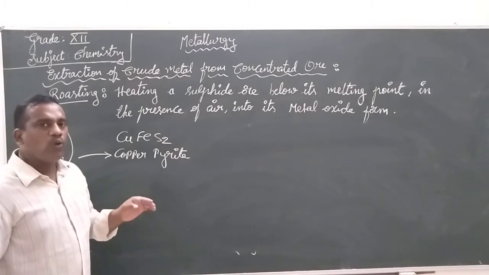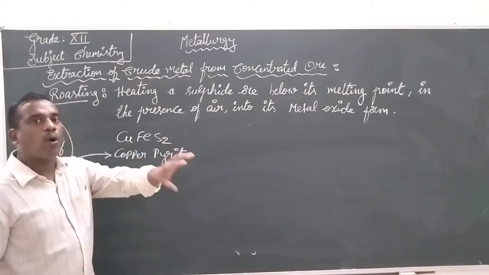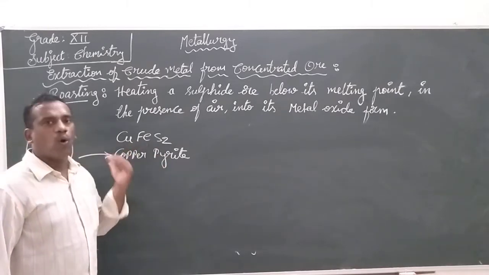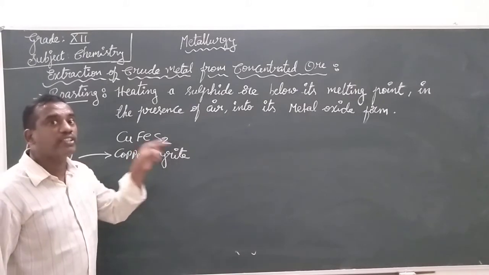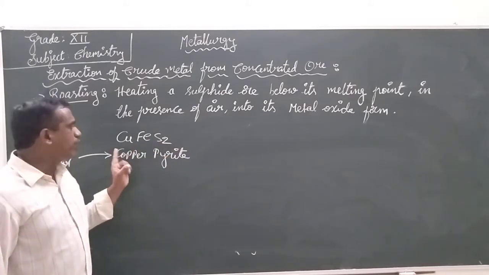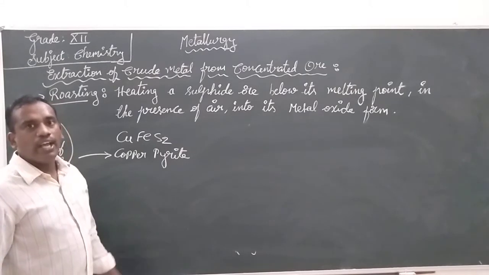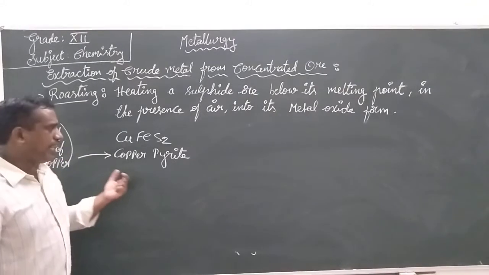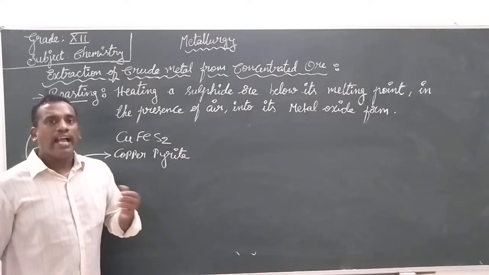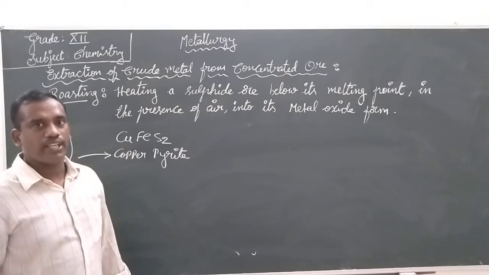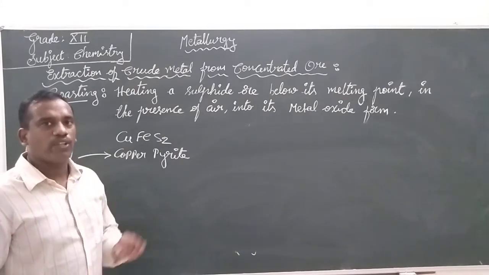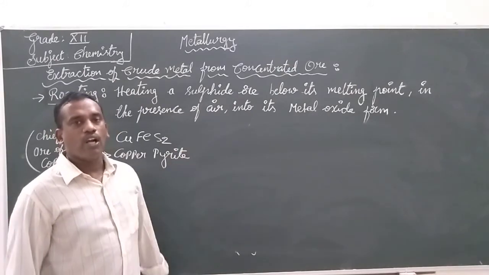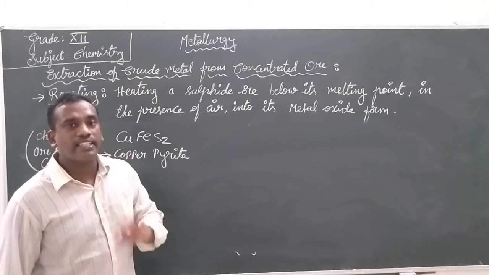Then how to get only the copper from this copper pyrite? This is a mixed ore that is present along with iron. We do not have only copper sulfide, we have iron also. Now we need to heat this kind of ore at a very high temperature to get it in a molten state.